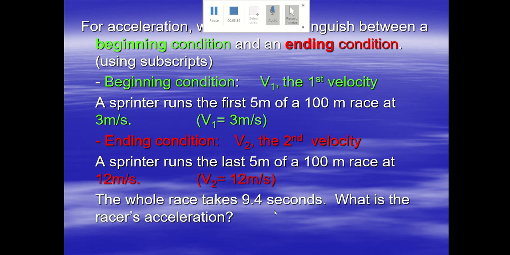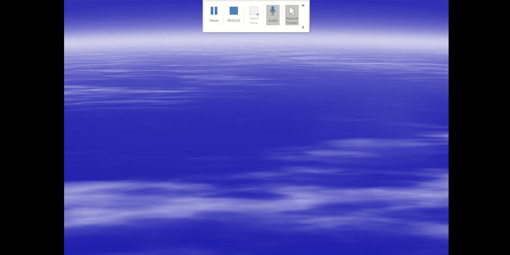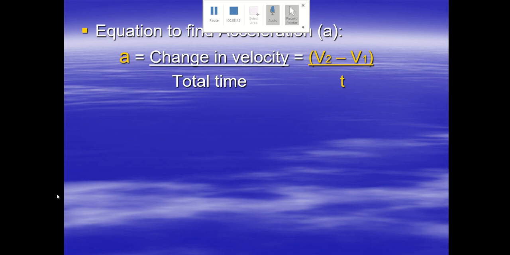The whole race takes 9.4 seconds, so that is our time. What is the racer's acceleration? Okay, so first we have our equation. It's a circle equation again. So A and T are on the bottom of the circle, and V2 minus V1 is at the top of the circle. So in this case, if we cover up the A, it says equals V2 minus V1.